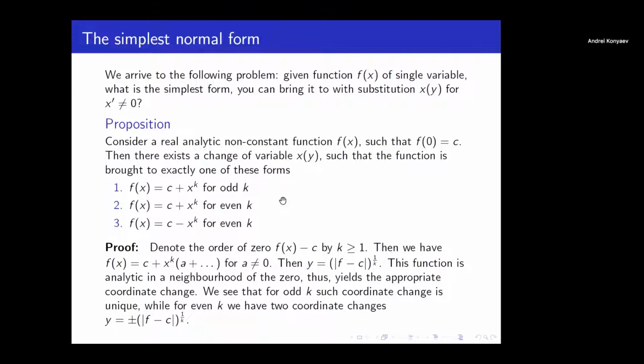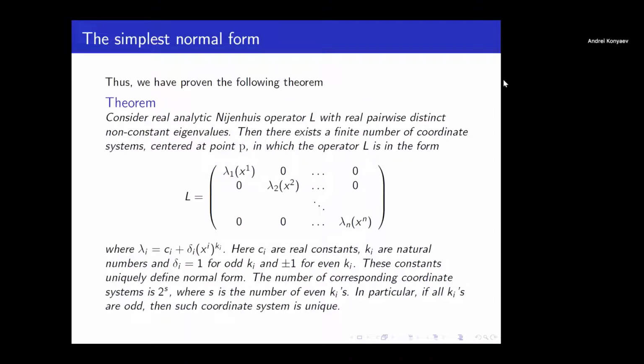But if k is even, you can do a coordinate change which turns x into minus x. In this case it is a finite group action. You just flip the coordinate, and we see that the corresponding coordinate system for the normal form is not unique. Again, for odd k it is unique, for even k it's not, but it's controllable, it's only two coordinate systems. So we have proven the following theorem.